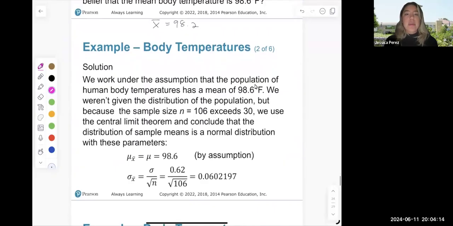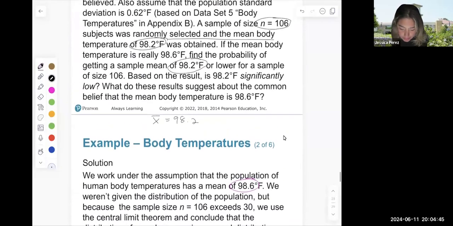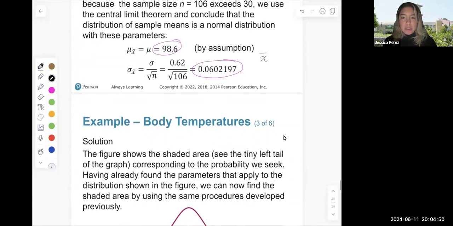Okay. So we know that mu of x bar is equal to 98.6. That's the first thing that we highlighted in our problem. We know sigma of x bar will be sigma over the square root of n. We know that sigma is 0.62 and that n is 106. So then there is our mu and there is our sigma of x bar. So we need to know, well, what's x bar? X bar is what we found from the sample, 98.2.